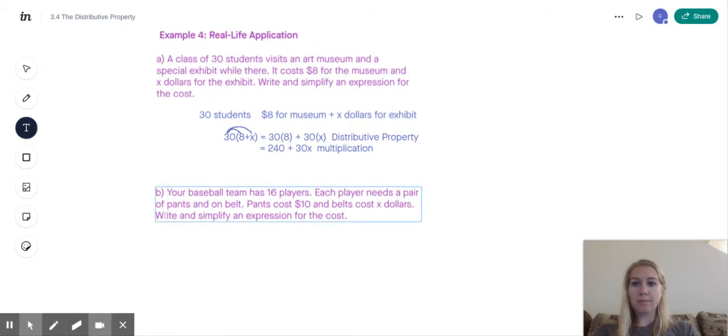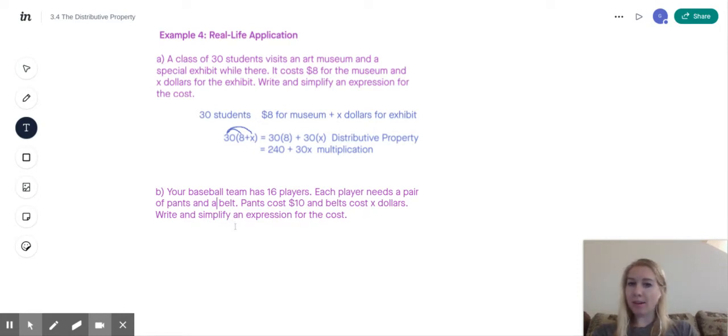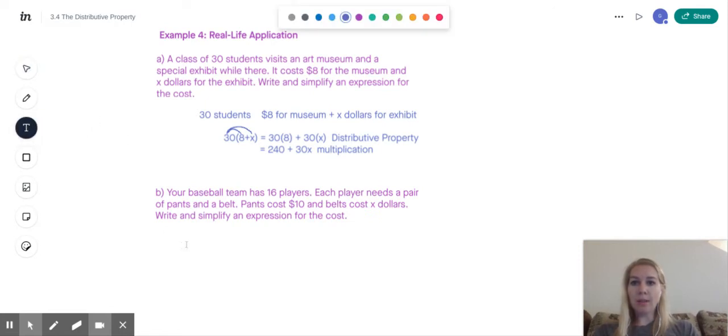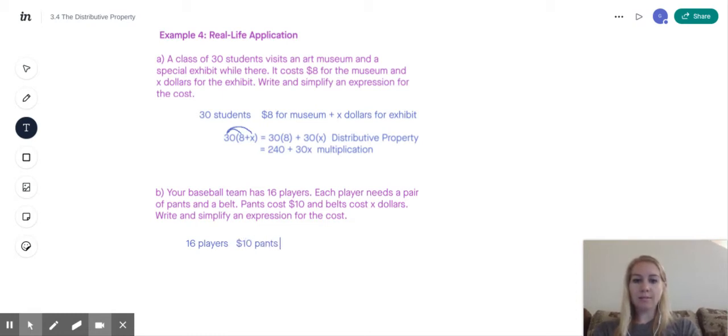All right, let's go over problem B. It says your baseball team has 16 players. Each player needs a pair of pants and a belt. Pants cost $10 and belts cost X dollars. Write and simplify an expression for the cost. Okay, let's start with what we know again. So we know that there's 16 players and they need one pair of pants, and the pants cost $10. So $10 pants, and so plus they also need X dollars belt.